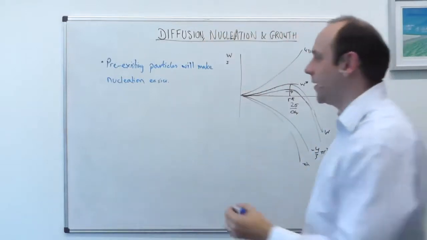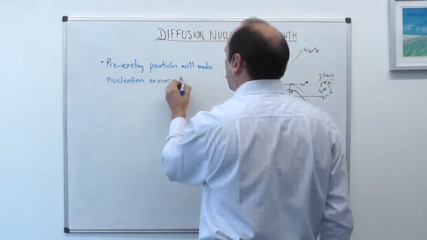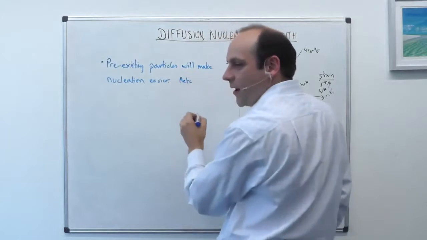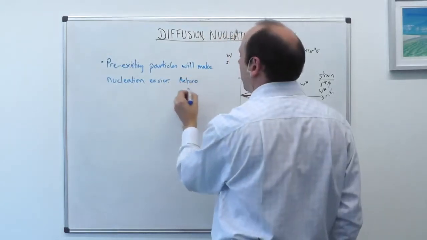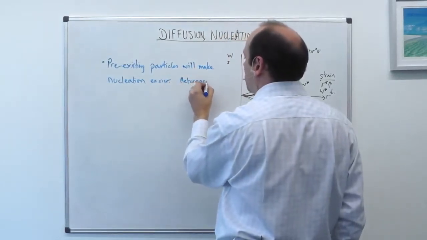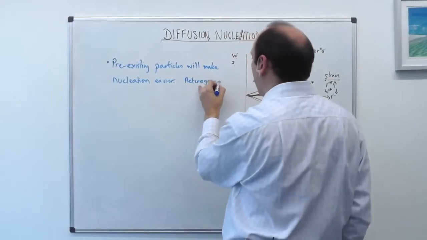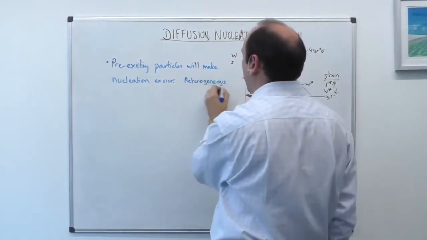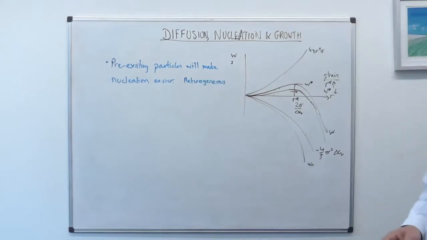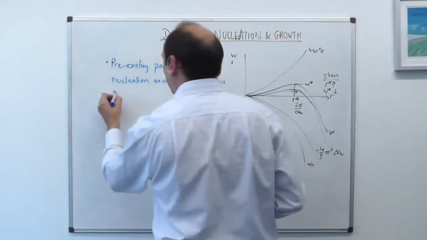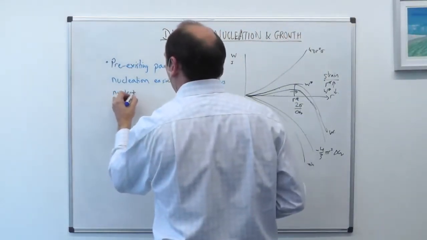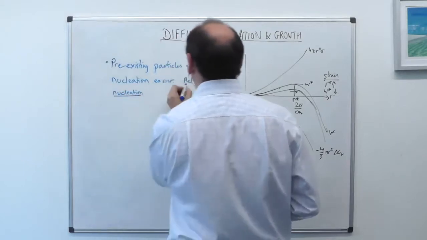And that's called heterogeneous. Hetero, it's Greek, genus. So there's an additional E there. Heterogeneous nucleation is the name for that phenomenon.